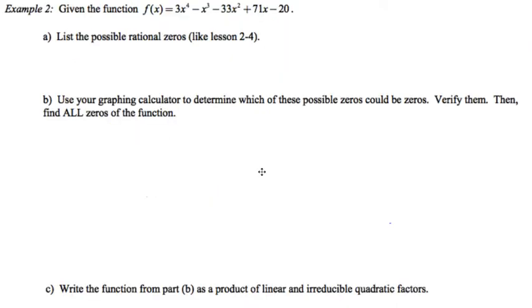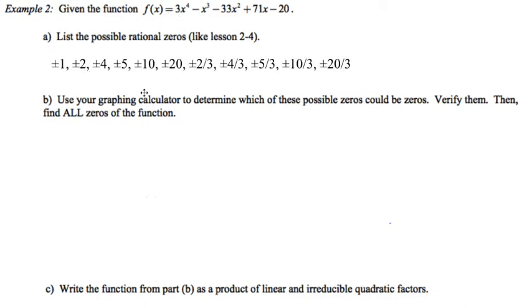Example 2, given that function, list the possible rational zeros. Well, that comes from what we've talked about in the beginning of the chapter from lesson 2.4, where the p's come from the factors of 20, the q's are the factors of 3, and then all the possibilities are p over q, and so those are listed here. Use your graphing calculator to determine which of those possible zeros could be zeros, and then verify those.